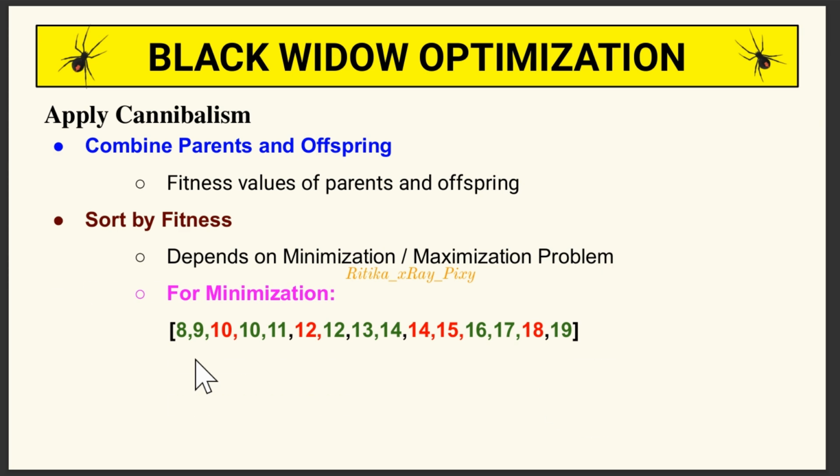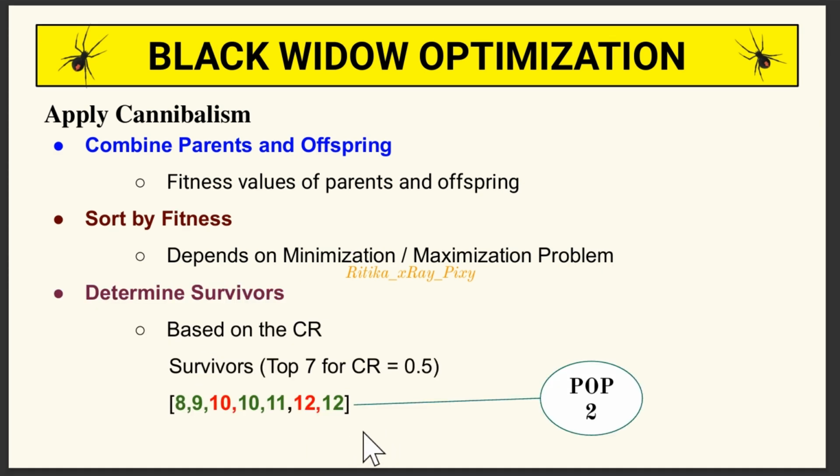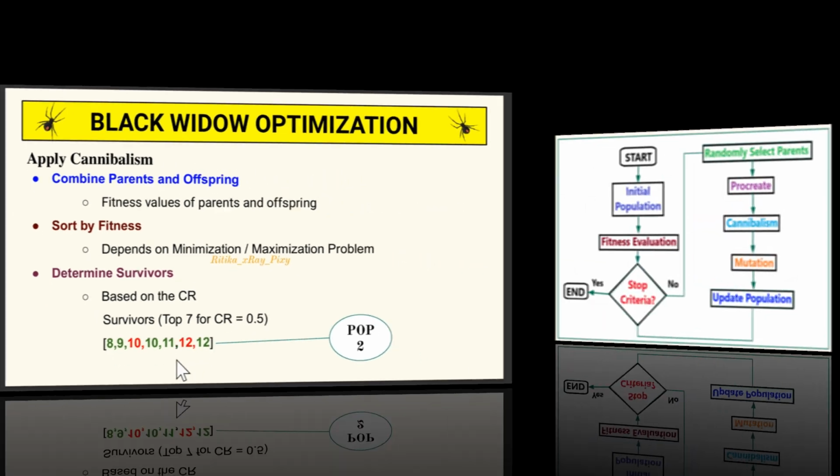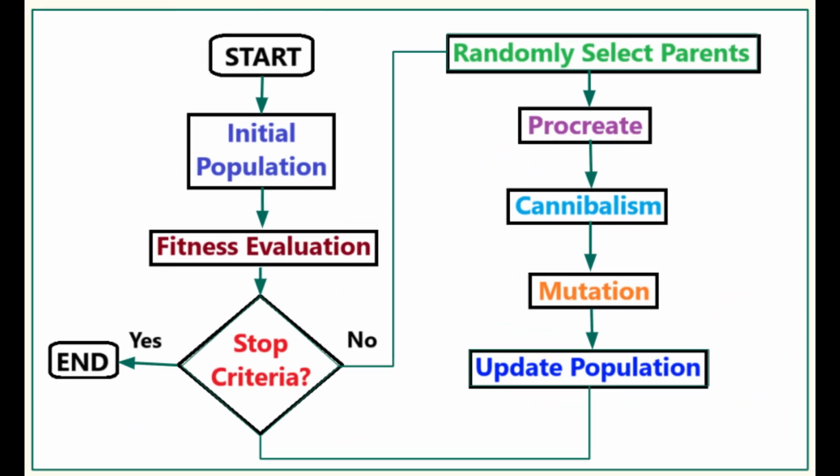After this, we will set the CR value, suppose 0.5. 0.5 means rounded to 7 individuals. It means we now have 7 individual survivors. So now the first 7: 8, 9, 10, 10, 11, 11, 12, 12. Done. After this, we have the next step.